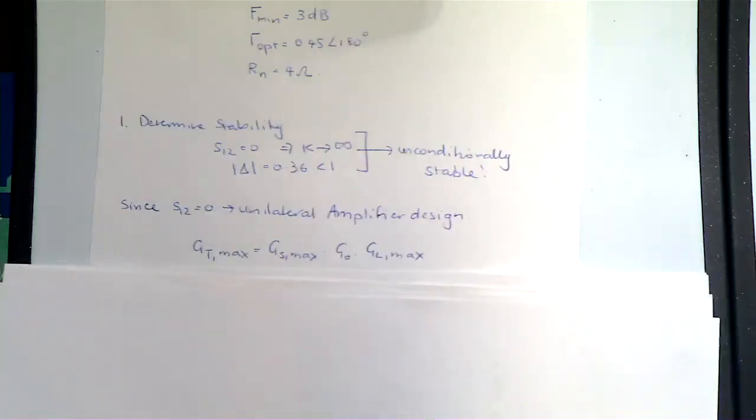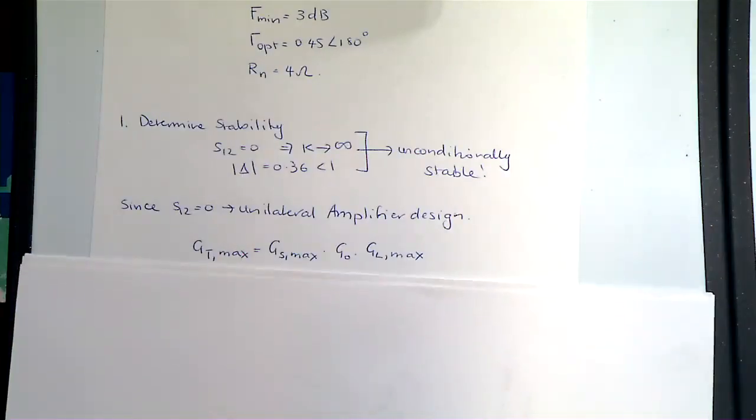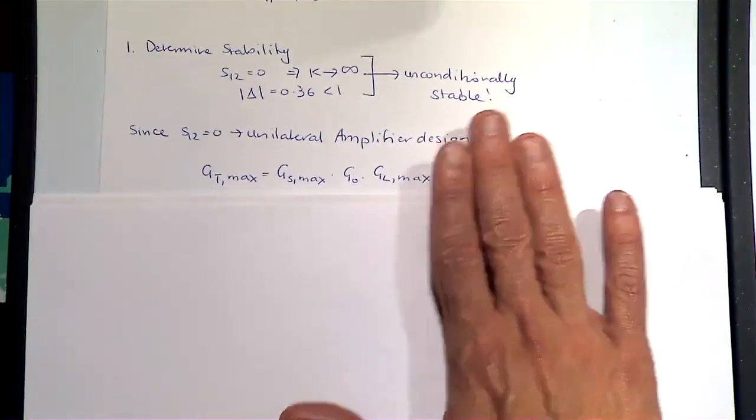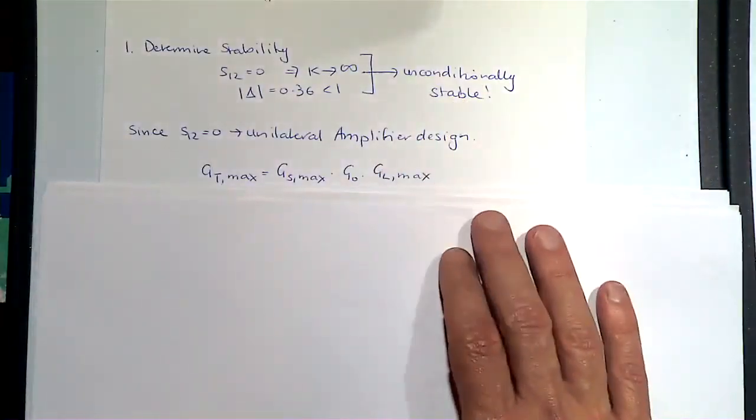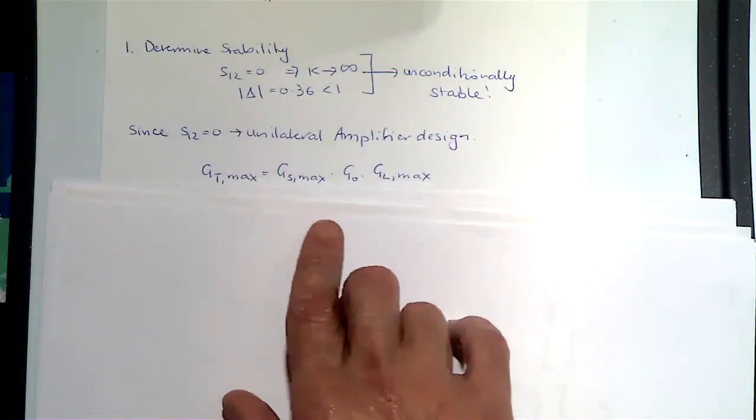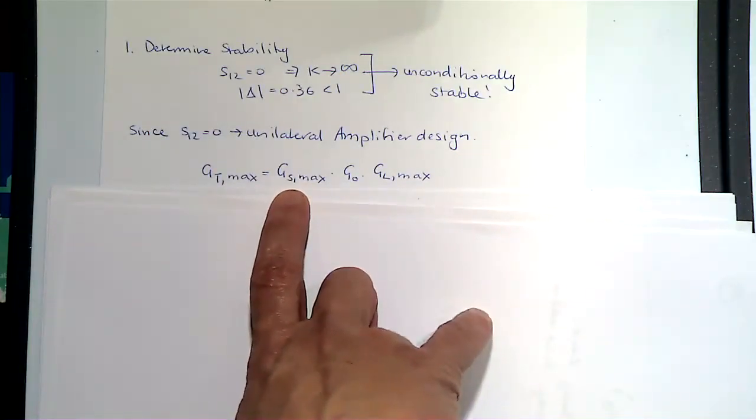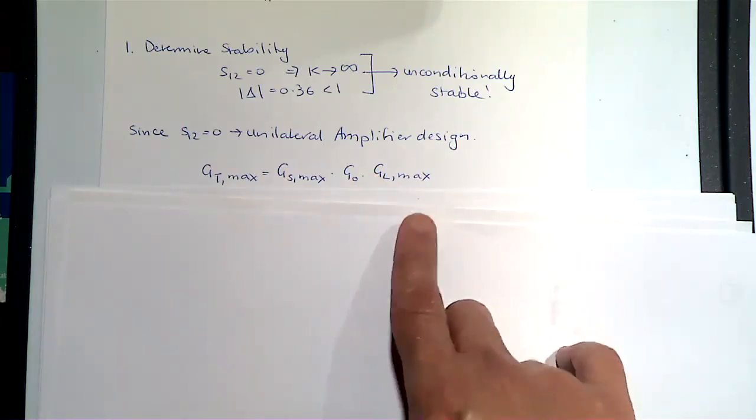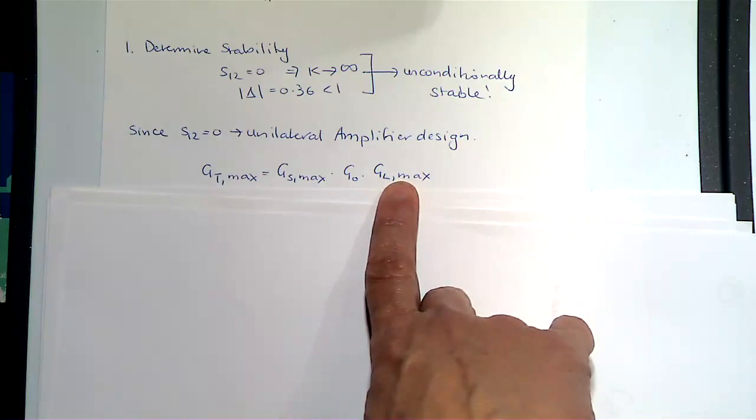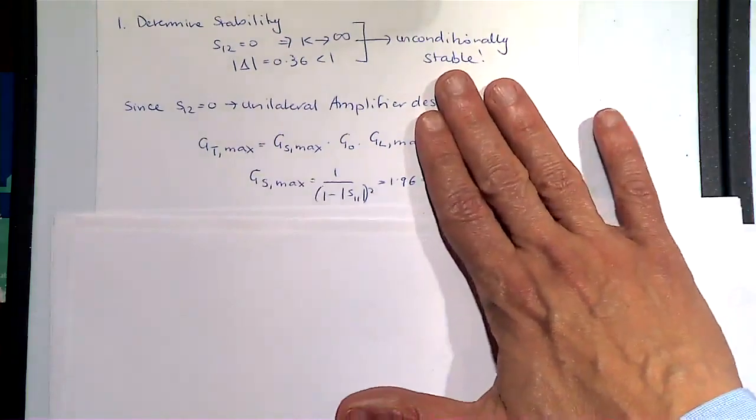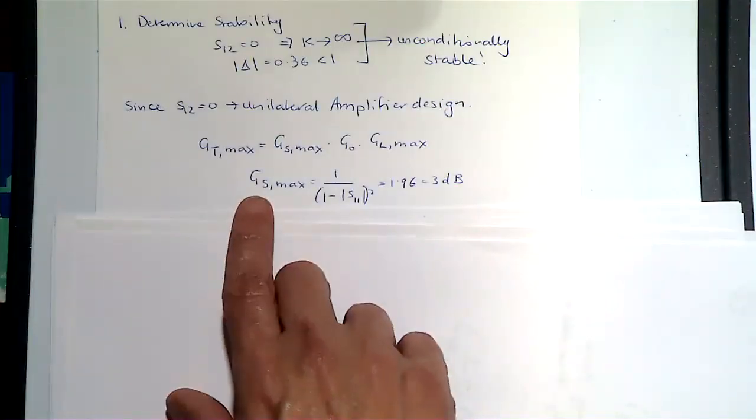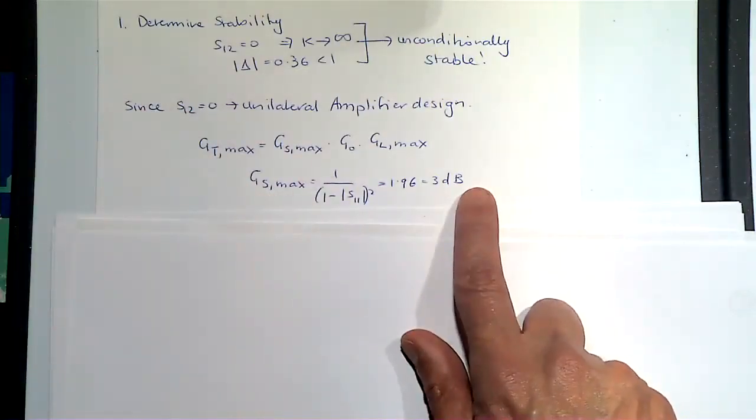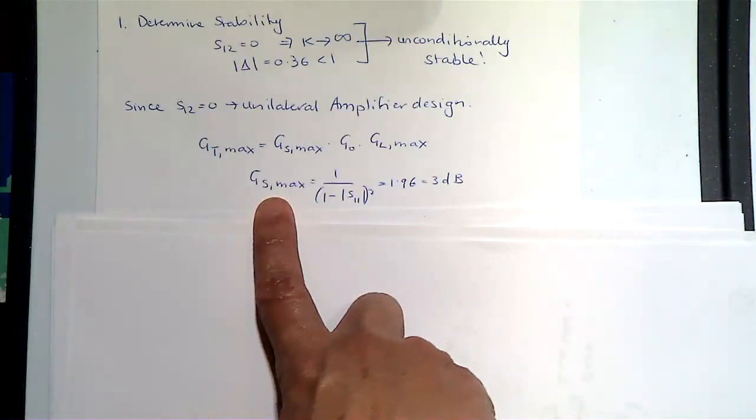So as we discussed just previously, if we're doing a unilateral amplifier design, we can separate the maximum transducer gain as the product of the gain of the source, the gain of the transistor, and the gain of the load. Now, we know... Why am I working out GS max?